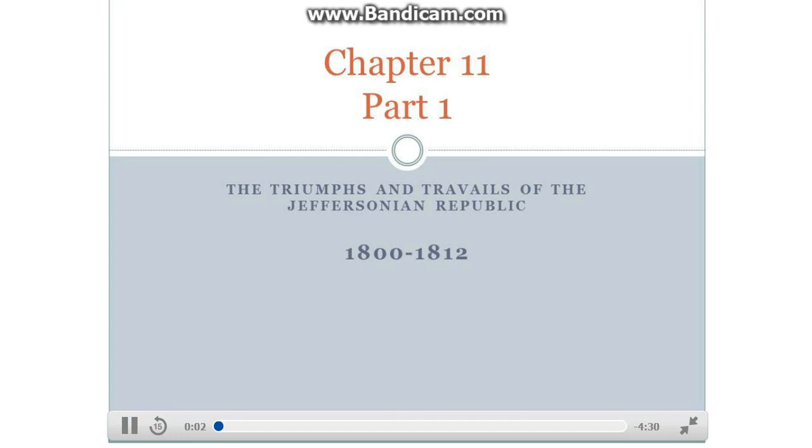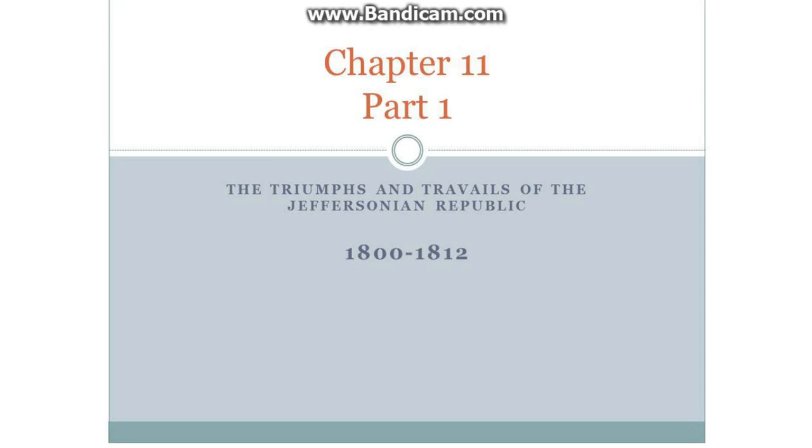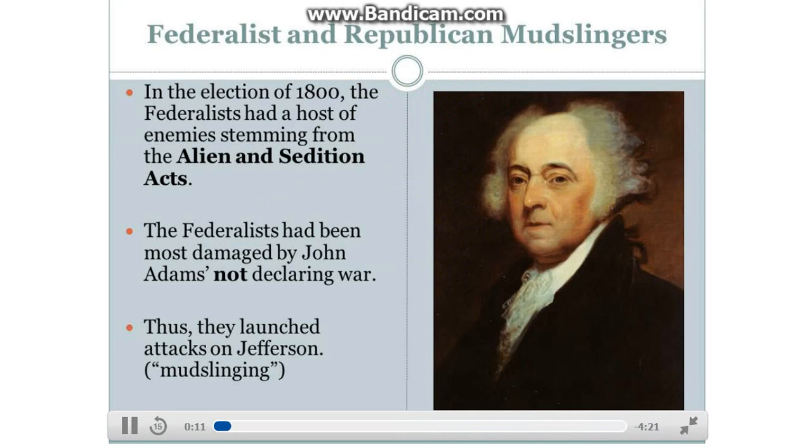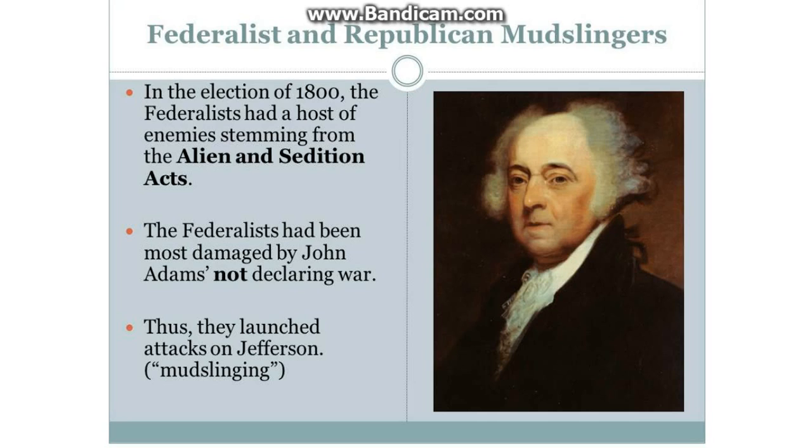In this video, we'll talk about the election of Thomas Jefferson and the revolution of the election of 1800. In the election of 1800, the Federalists had a host of enemies stemming from the Alien and Sedition Acts. The Federalists had not only been damaged by the Alien and Sedition Acts, but they had also been most damaged by John Adams maintaining neutrality and not declaring war on Britain or France. Thus, they are going to launch attacks on Thomas Jefferson and sling mud in an effort to try to win the election of 1800.